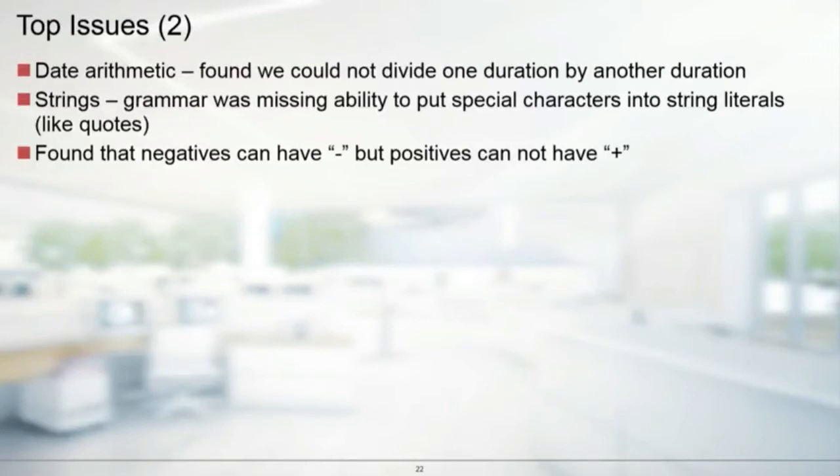Strings had no way to put special characters in them. You could put special characters in identifiers and some other things, but you couldn't put them into strings. So, just these little shortcomings of the spec, which we were able to find because we were testing and actually running cases, and then report back. We found out that negative numbers can have a minus sign, but positive numbers cannot have a plus sign in front of them. So little edge cases like that.